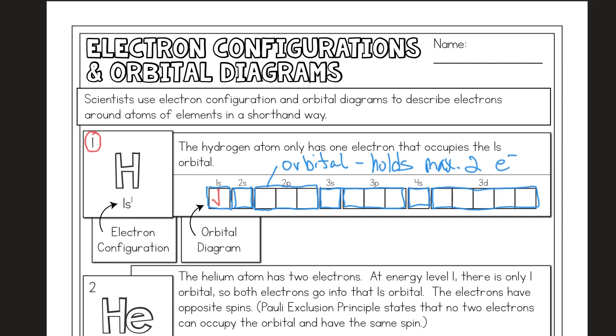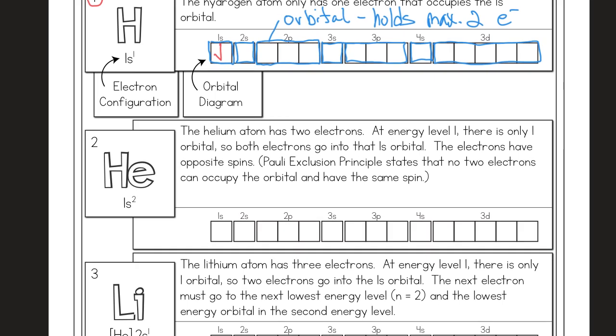So let's take a look at helium. Helium has 2 electrons. Its atomic number is 2, so it's going to have 2 electrons. So it's still going to be in the first energy level, so in that first row, there's only one orbital, so both the electrons are going to go into this 1s orbital. These electrons are going to have opposite spins. One's going to spin up and the other one's going to spin down. And this is called the Pauli exclusion principle. And this states that no 2 electrons can occupy the orbital and have the same spin.